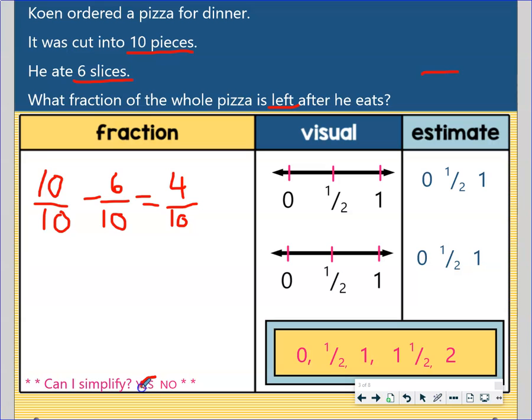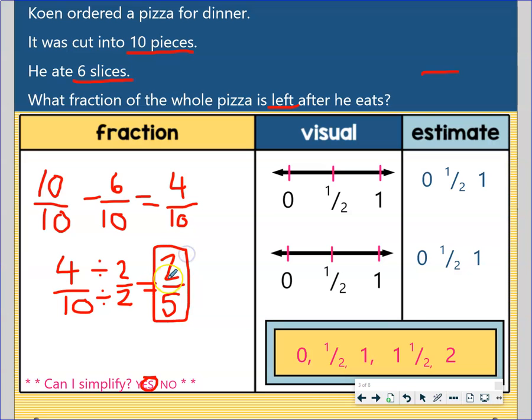Now, can I simplify? Yes, because these are both even numbers. If I think of my factors for 4, that's 1, 2, and 4. The factors for 10 are 1, 2, 5, and 10. I see a 2 in both of those, so I can divide both my numerator and my denominator by 2. 4 divided by 2 is 2. 10 divided by 2 is 5. So there's 2/5 left of the pizza.